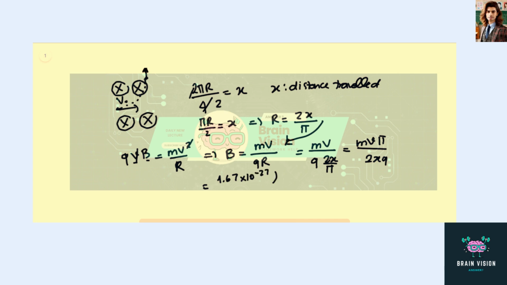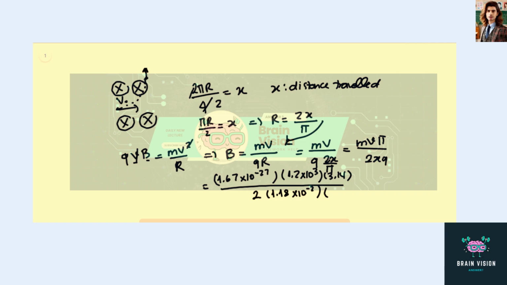If we plug in the values for the mass of the proton, we take 1.67 times 10 to the power negative 27 kilograms times the speed, which is given to us as 1.2 kilometers per second. So we have to do the conversion to meters per second by multiplying by 10 to the power 3, times pi, 3.14, divided by 2 times the distance traveled. It's given to us as 1.18 centimeters, so we're converting that to meters as well.